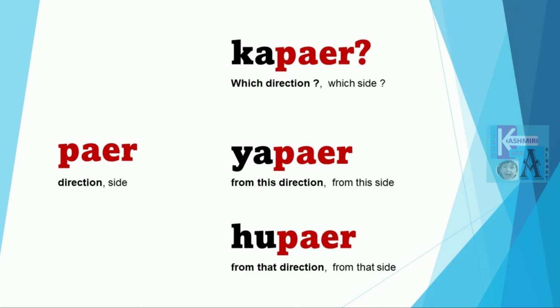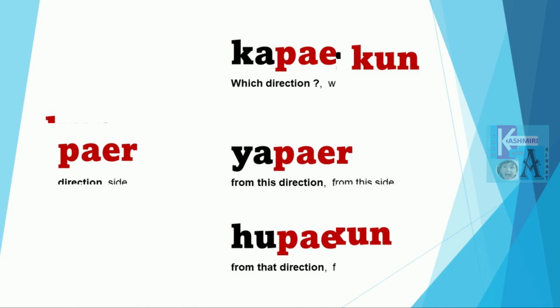While asking directions, we generally ask a question like kapur, which is which direction, and the answer can be yapur or hupur. Yapur is from this direction or from this side, and hupur is from that direction or from that side. In all these three words, per is the common root word, which is direction or side.